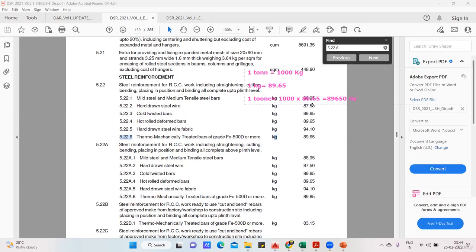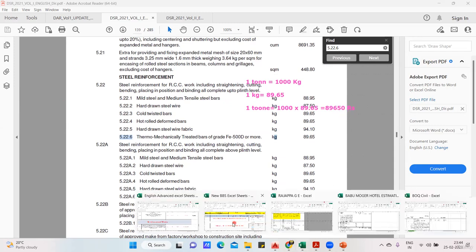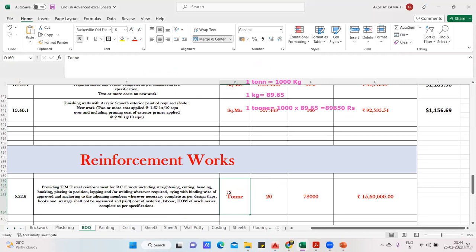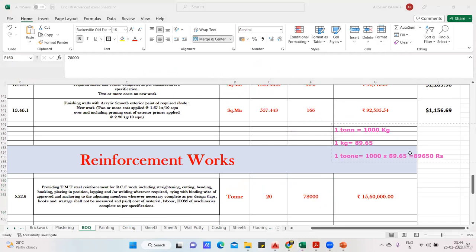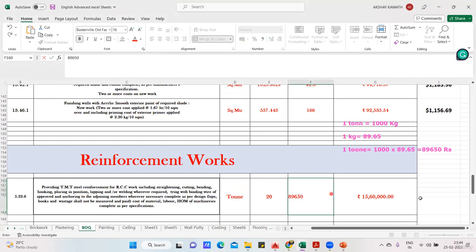So that is why you just multiply this rate by 1000. I'll go to the SOR, this one, BOQ. Ton I have written. The rate I have put is 78,000. Here I got how much according to our SOR? It is 89,650. I'll put 89,650 according to SOR. No problem.